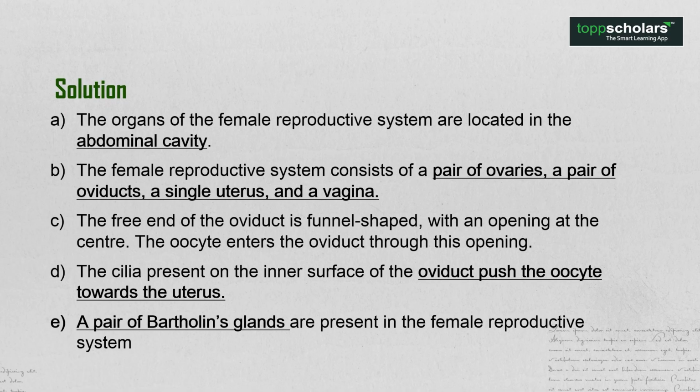The correct answer is A. The organs of the female reproductive system are located in the abdominal cavity. The correct answer for B. The female reproductive system consists of a pair of ovaries, a pair of oviducts, a single uterus, and a vagina. Answer C. The free end of the oviduct is funnel-shaped with an opening at the center. The oocytes enter the oviduct through this opening. D. The cilia present on the inner surface of the oviduct push the oocyte towards the uterus. Answer E. A pair of Bartholin glands are present in the female reproductive system.